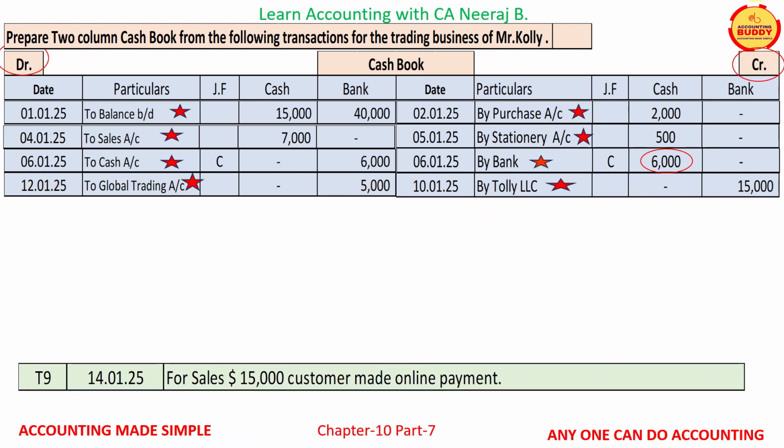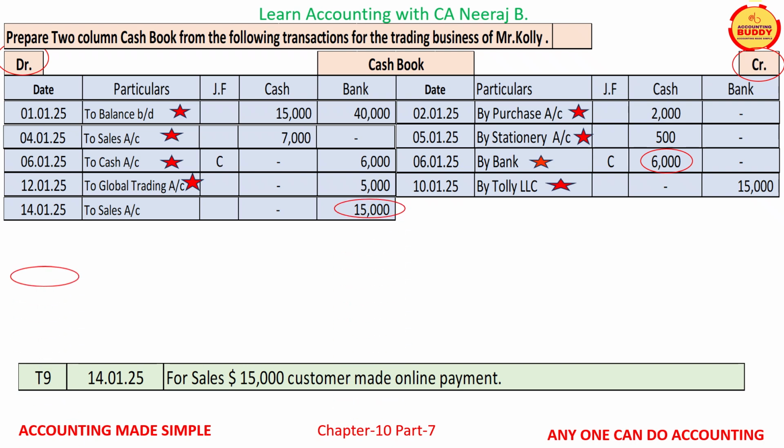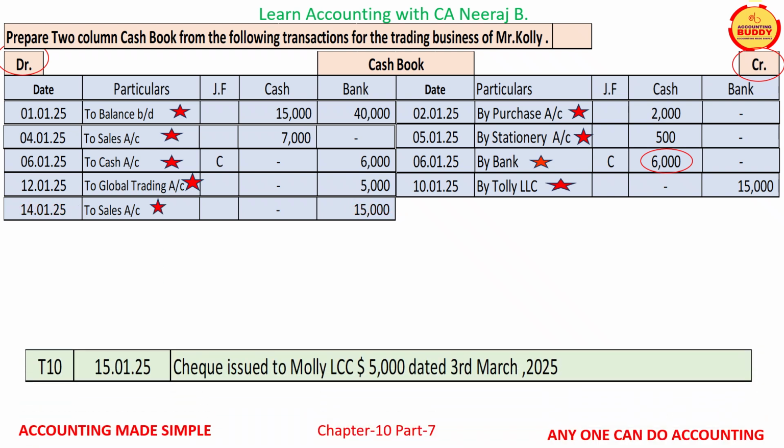Transaction T9 is on 14th January 25. A customer transferred an online payment in the bank account of the business for $15,000. Since the business has received the money, it will be recorded in the bank column on the left hand debit side of the cash book for $15,000 on 14th of January 25 by writing the words "to sales account".